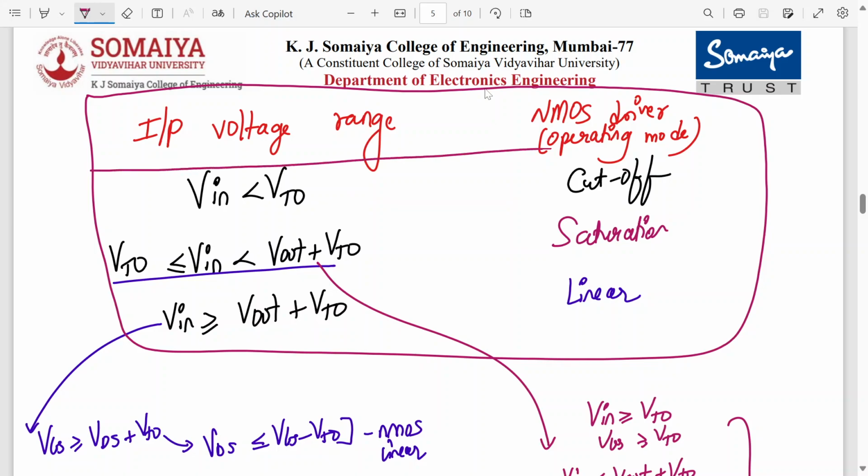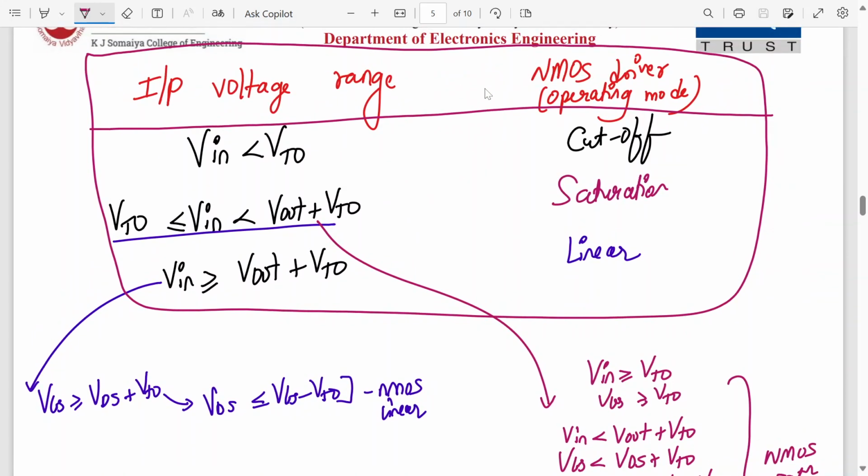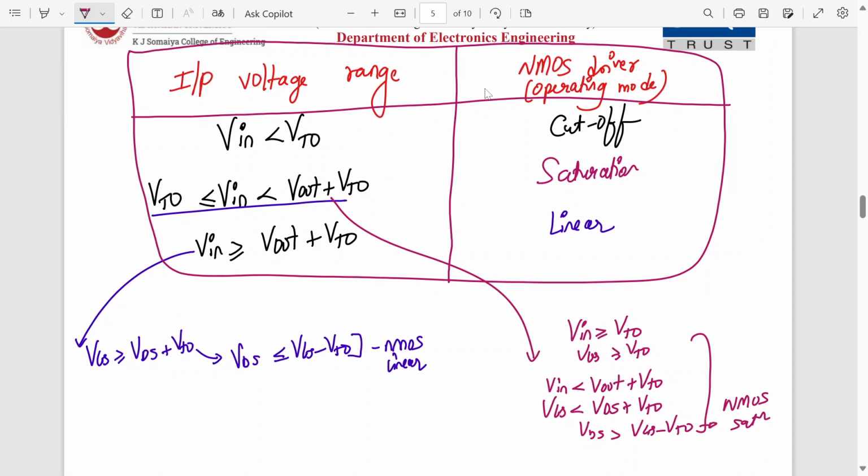The same way we have the CMOS inverter. Completed and understood this very well with numbers. If you want to explain, use numbers. Automatically everything will be clear to you. It's all about in which operating mode my NMOS driver is. It's in the cutoff, saturation or linear. There are only three modes. And the resistor is a linear device. Understood now how it translates into VGS and VDS?